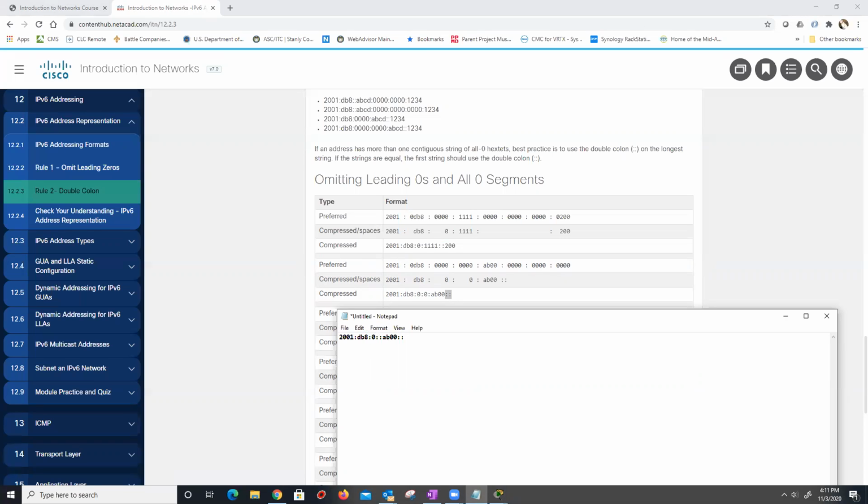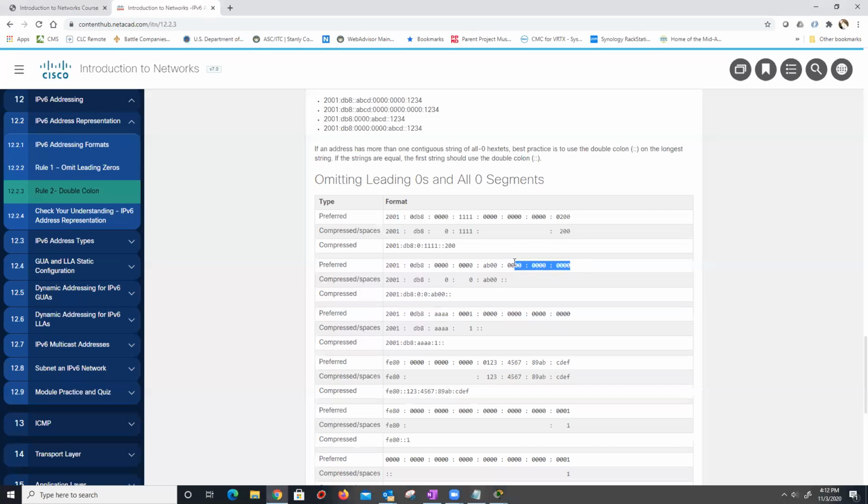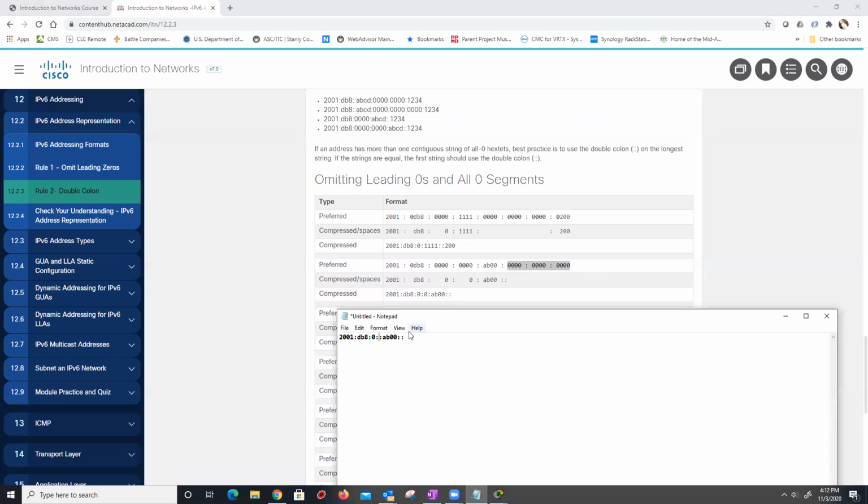You must only have 1 set of double colons to represent contiguous zeros. Now, it would be completely legal to do this. Crazy, but completely legal, because you've got 3, 4, 5, 6, and you know that's 7, 8. But that would be a way to do it. It's just not a preferred method because it's not the shortest possible way of doing it. So you could just definitely do this right there.